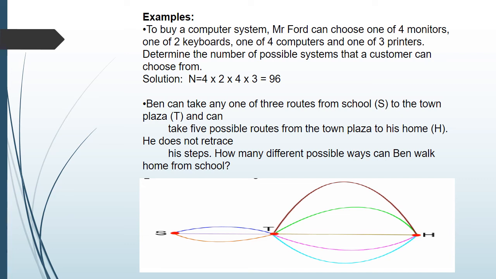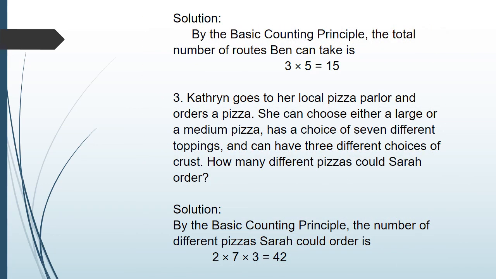Ben can take any one of 3 routes from school, S, to the town plaza, T, and can take 5 possible routes from the town plaza to his home, H. He does not retrace his steps. How many different possible ways can Ben walk from school to home? Solution. By the basic counting principle, the total number of routes Ben can take is 3 times 5, which is equal to 15.